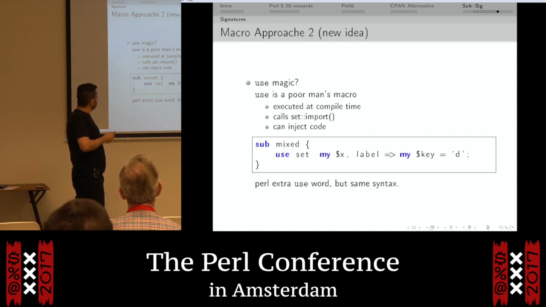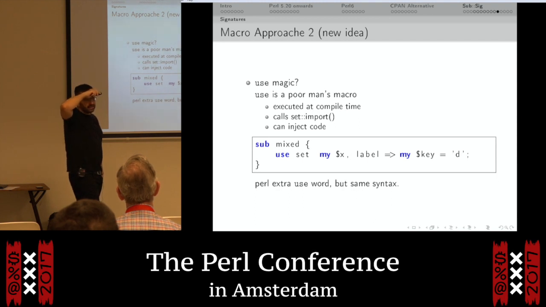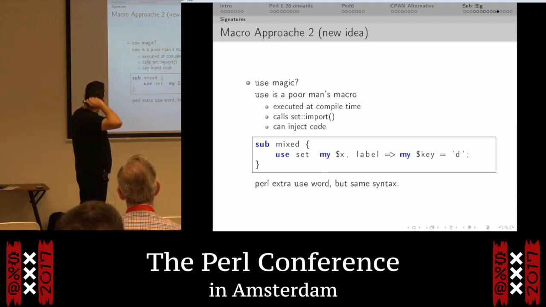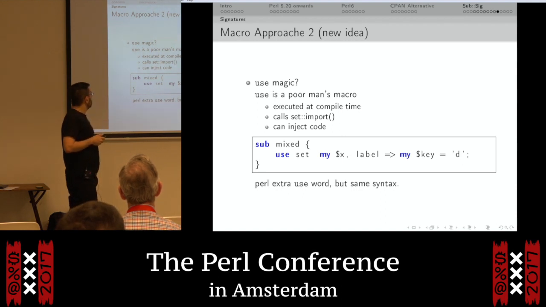And there's one new idea I got when I was preparing this talk. And this is actually my main problem when I'm preparing a talk: with each slide I have 10 new ideas, and 3 out of them are good. And I unfortunately don't have the discipline to stop thinking about the new ideas and continue the slides. But I realized that use is actually a poor man's macro. Because what's a use? If you do a use, you execute it at compile time and you call the import.